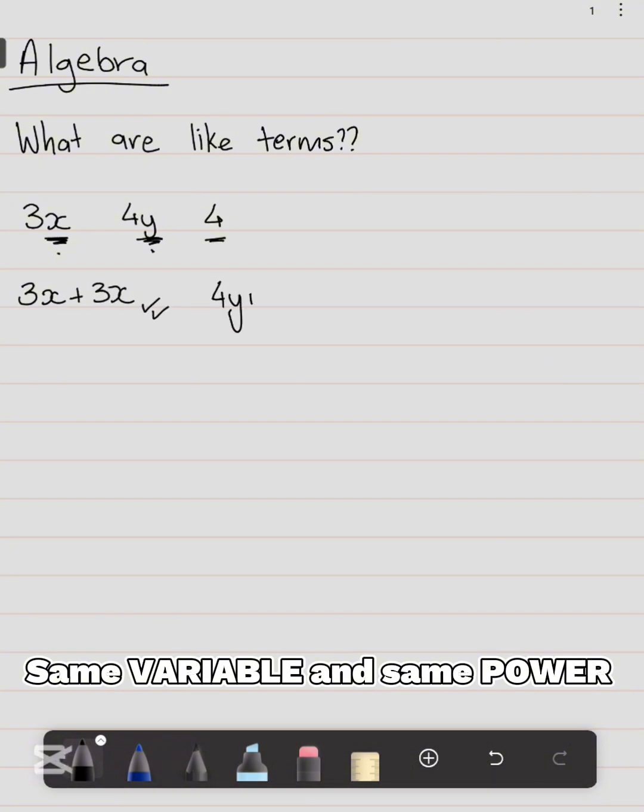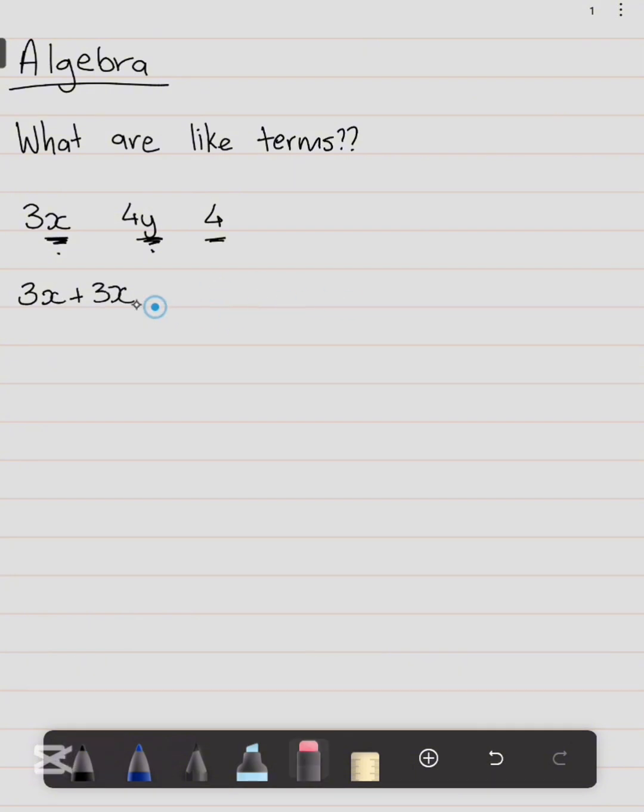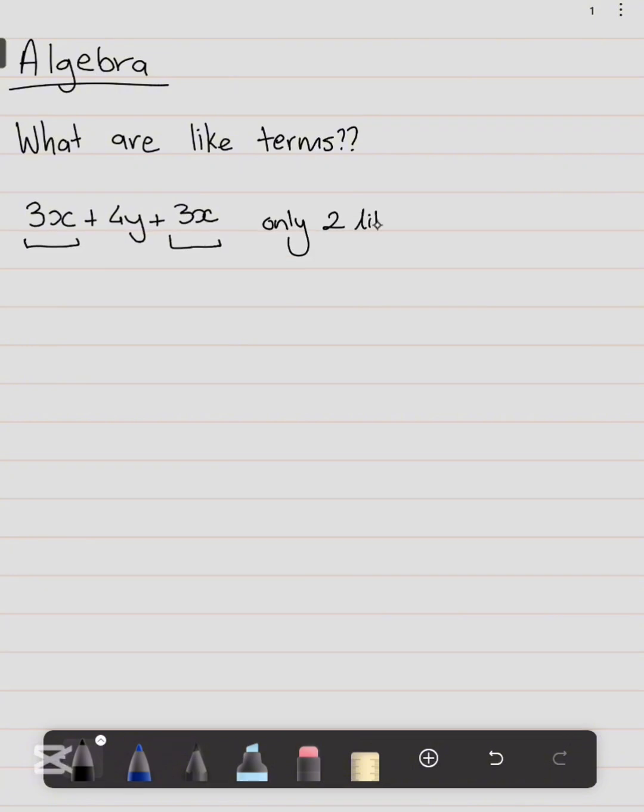Now let's try this. Are these like terms? They're not, because they have different variables, which means that they're not alike. Okay, let's try identifying how many like terms are in an equation. So in this equation that I've just written down, how many like terms are there? There are two like terms, 3x and 3x.